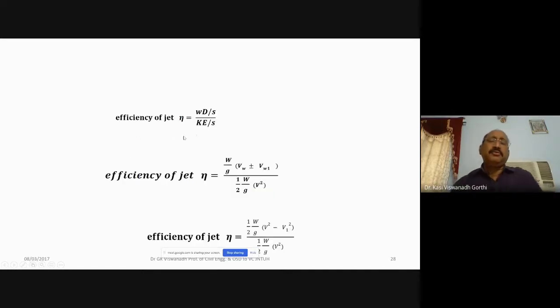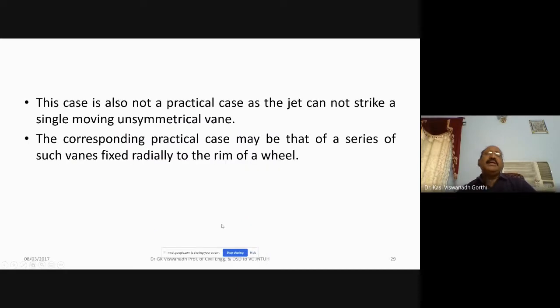So the efficiency of the jet would be work done per second divided by the kinetic energy supplied per second. So eta would be equal to W by G into VW plus or minus VW1 into U, divided by the kinetic energy supplied, half of W by G into V square, half m v square per second. So half of W by G gets cancelled, and you have V square minus V1 square divided by V square as the efficiency of the jet.